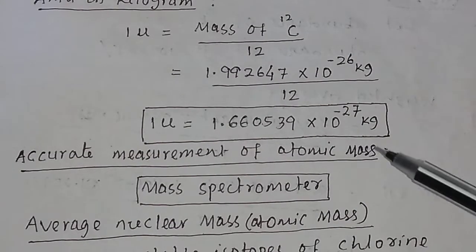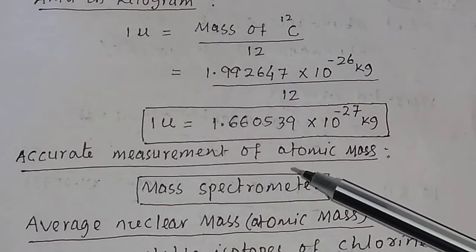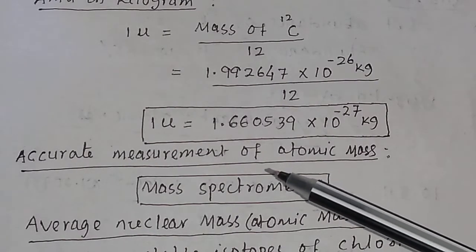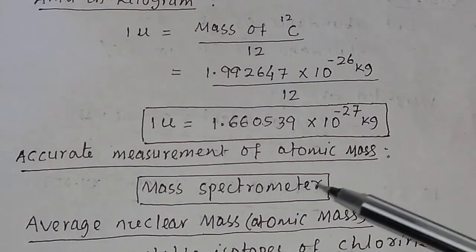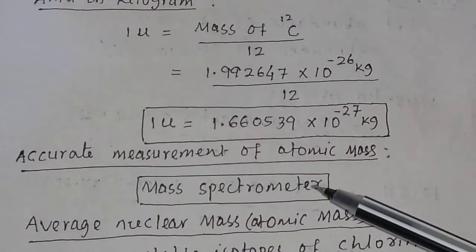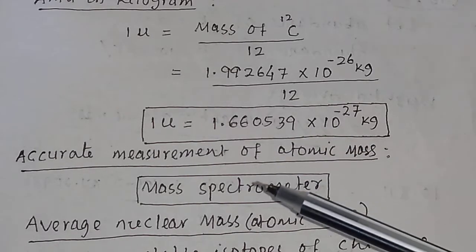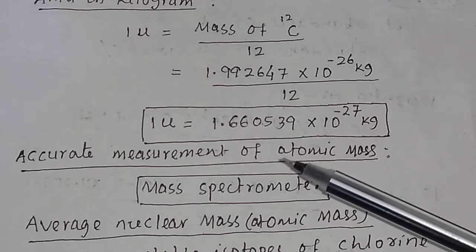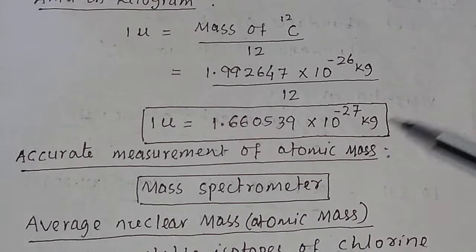So how can you measure the atomic mass by means of an instrument? The accurate measurement of atomic mass can be done by a mass spectrometer. The atomic mass or nuclear mass can be measured by means of a very sensitive experiment, which is called the mass spectrometer.